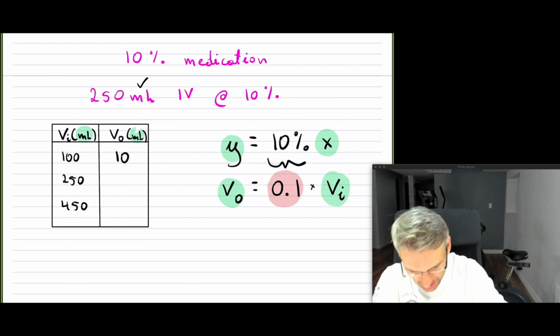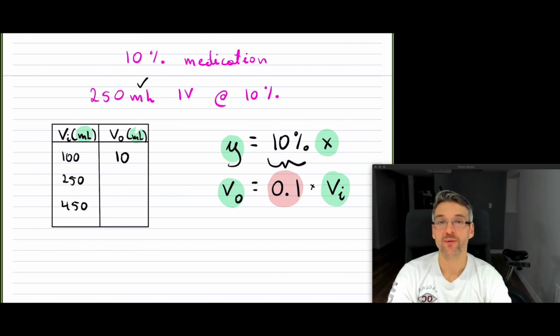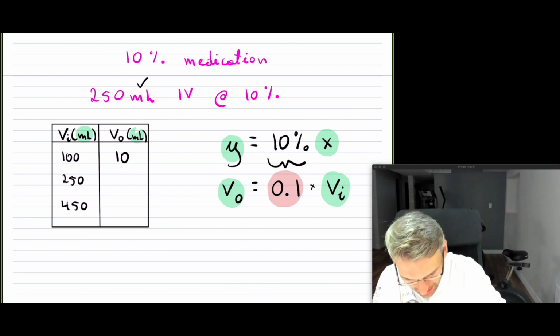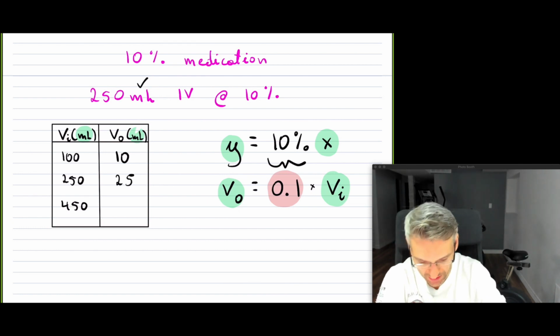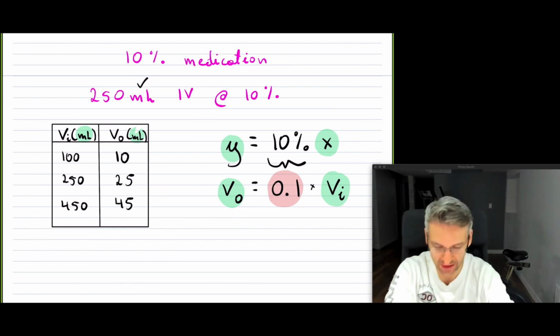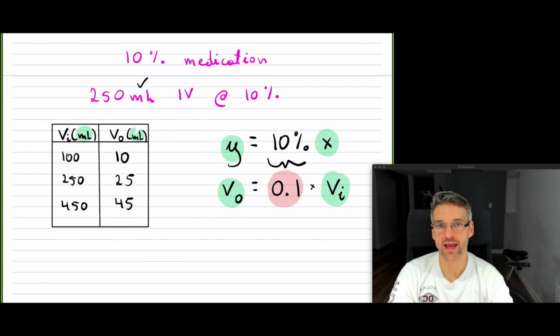is going to give you just 10 milliliters, meaning that there are 10 milliliters in every 100 milliliters of that medication. And then if you put in 250 milliliters, you're going to get 25 milliliters out. If you put 450, you're going to get 45 milliliters of actual medication because the concentration is 10%.